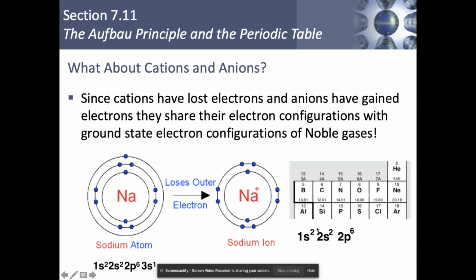So unless they give you a piece of information otherwise, always assume that they're talking about atoms. If they're talking about ions, though, then recognize the fact that you're going to have to either gain or lose electrons, and that's going to give you an electron configuration that resembles another noble gas.